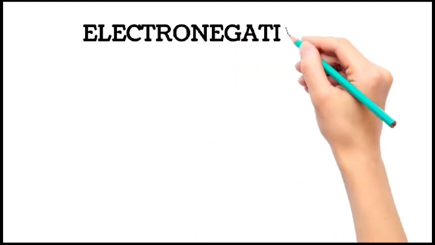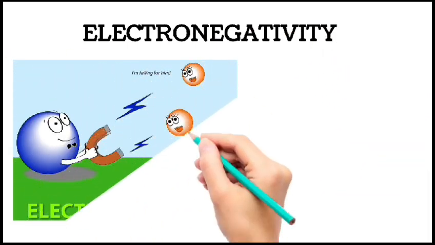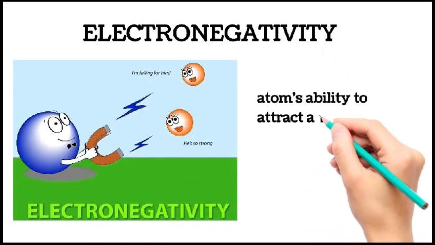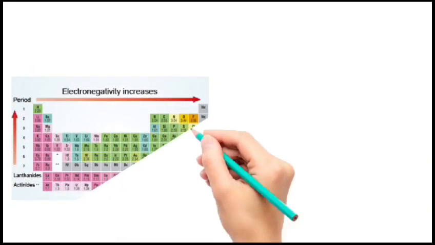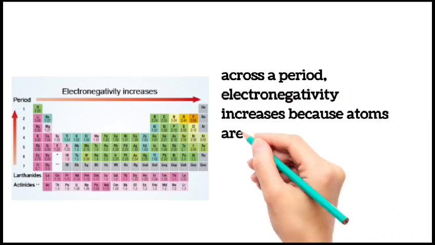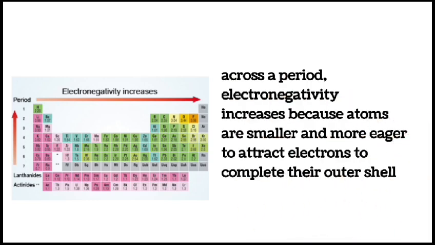Lastly, we have electronegativity, which is a measure of an atom's ability to attract and bond with electrons. Electronegativity increases as we move across a period from left to right because atoms are smaller and more eager to attract electrons to complete their outer shell.